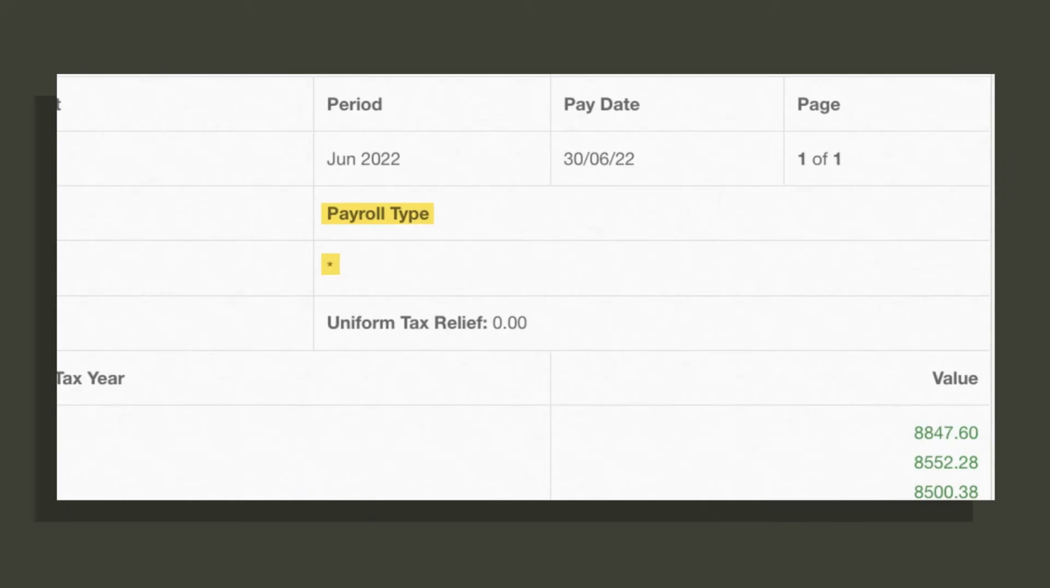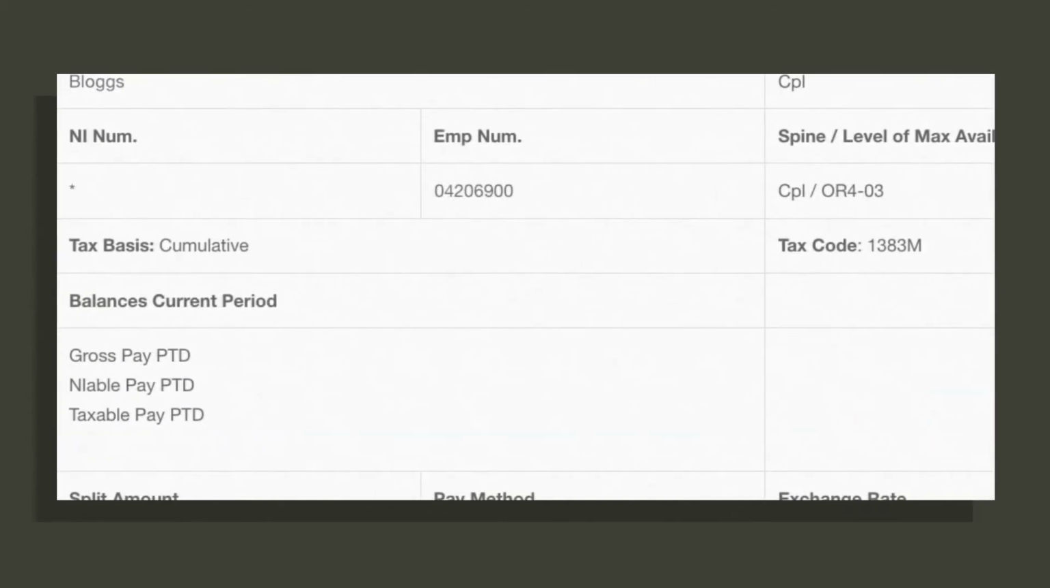This would be what payroll you are on, whether that be regular or reserves, and can also show Navy, Army or RAF. Next down the line, and first up, is tax basis, and within that, it will probably say cumulative. This just means that your tax is collected on a year-to-date basis, as opposed to as and when you get paid. Because we are paid a salary and not as and when, it should be cumulative.